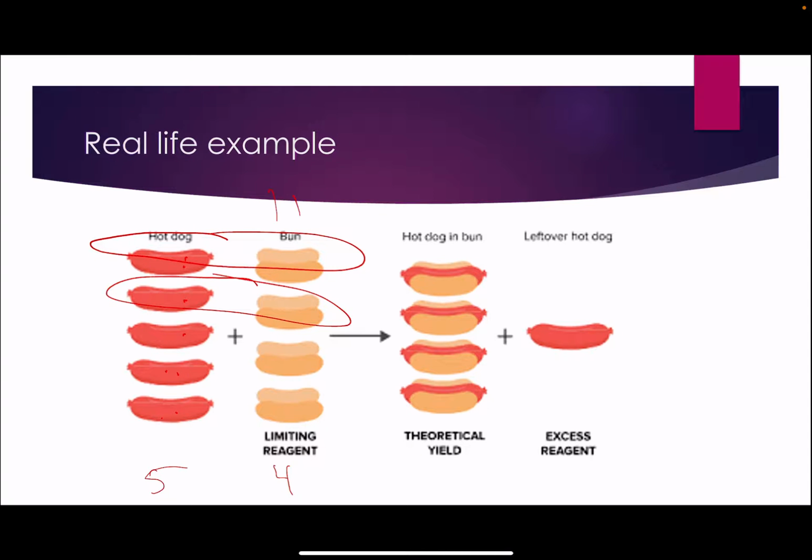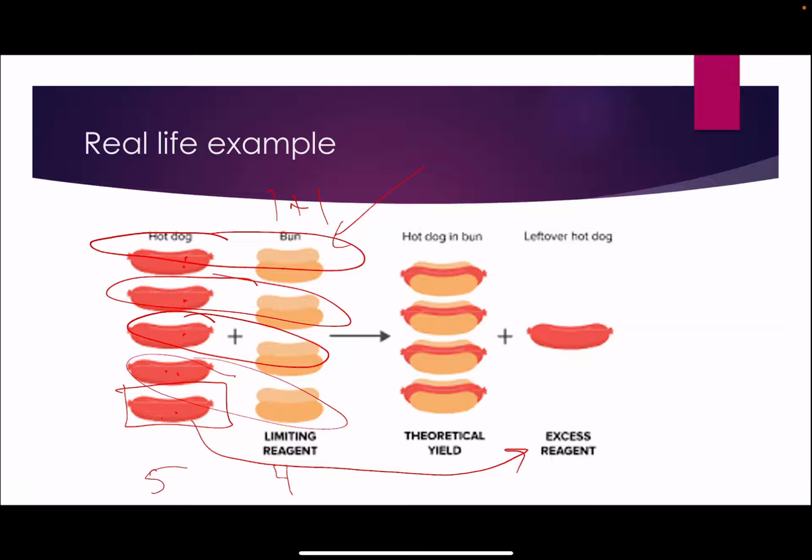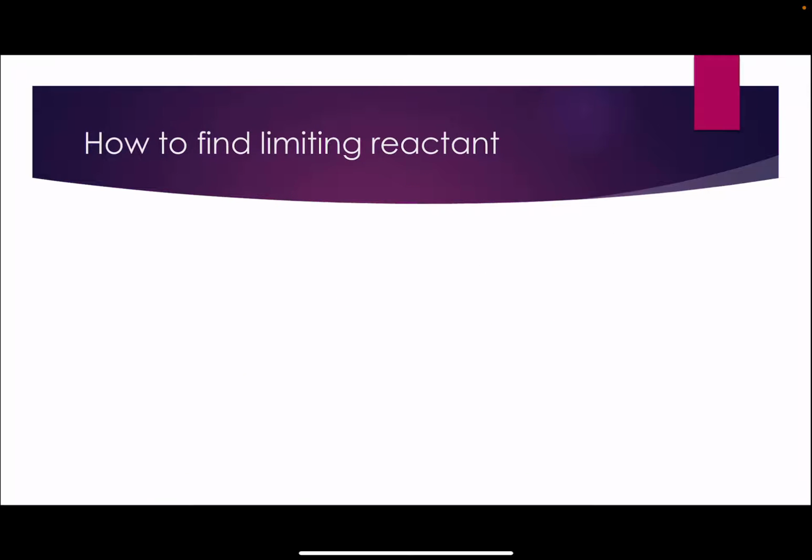If our formula is 1 + 1, right? So we have 1, 2, 3, 4. Perfect. And look what we have left over. We have 1 excess reagent left over, 1 hot dog left over. So our excess is this, which means our bun is limiting how many hot dogs in buns we can have, right? So this is our limiting reactant, and our hot dog is our leftover, it's our excess, okay?